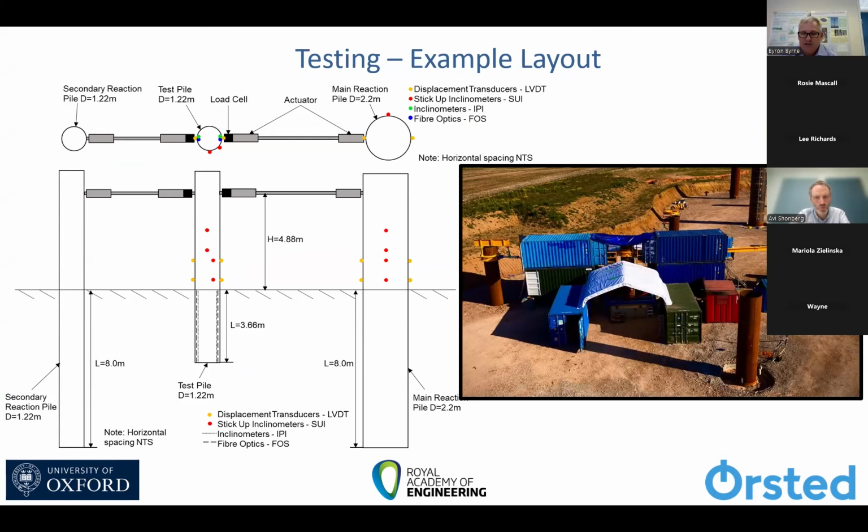You can see we have shipping containers either side of the pile. These are so that we can load the actuators up and apply them to the different piles. We have a reaction pile on the left and the right. The test pile is here. The actuation systems run across here. Lots of instrumentation on the pile: fiber optic strain gauges, load cells, displacement sensors, and so on and so forth.